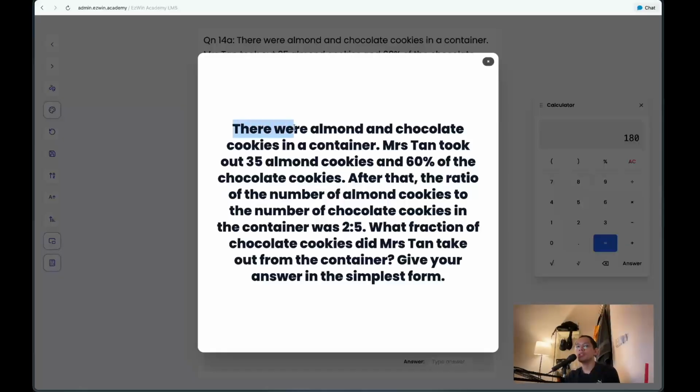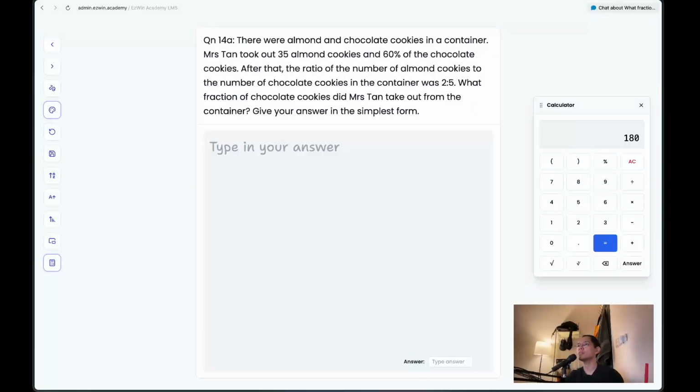Question 14a. There were almond and chocolate cookies in the container. Mrs. Tan took out 35 almond cookies and 60% of the chocolate cookies. After that, the ratio of the number of almond cookies to the number of chocolate cookies in the container was 2:5. What fraction of chocolate cookies did Mrs. Tan take out from the container? Give your answer in the simplest form.